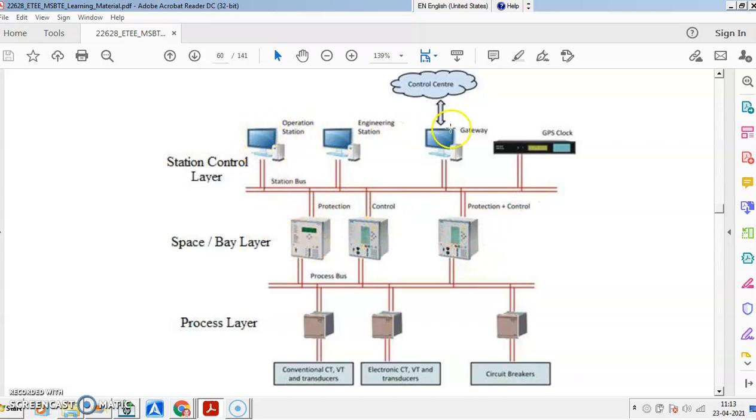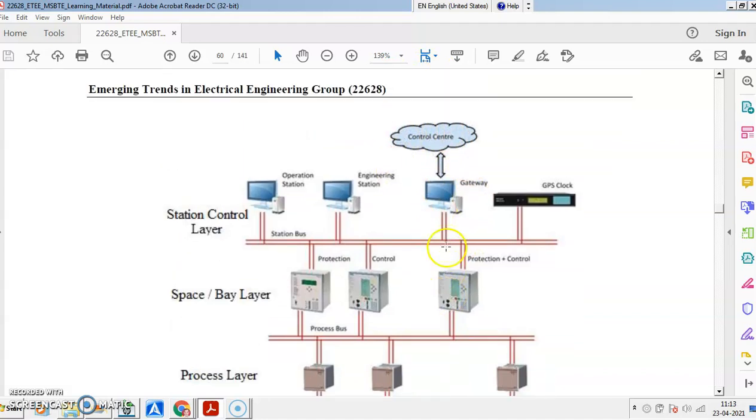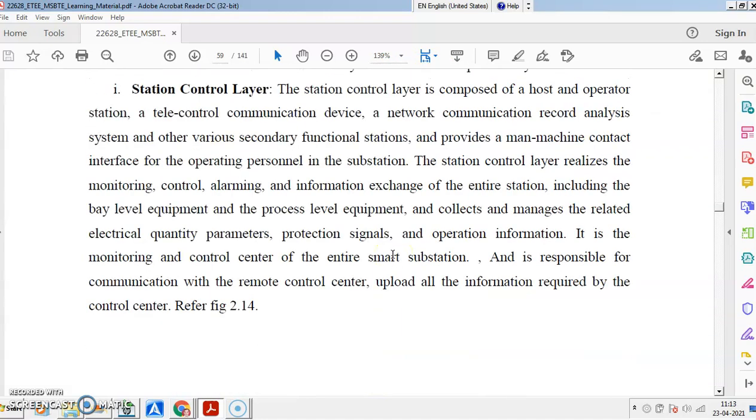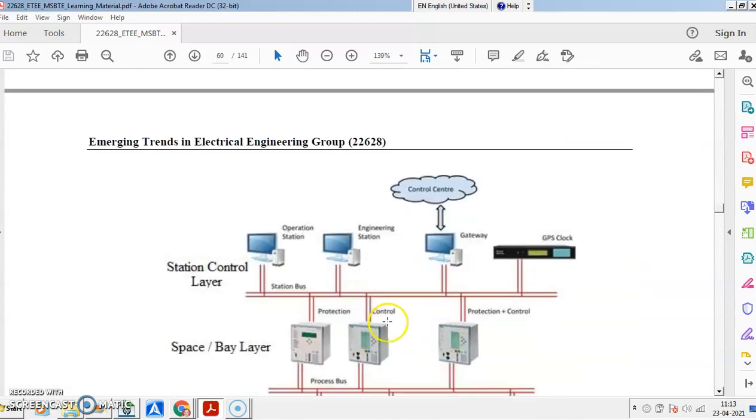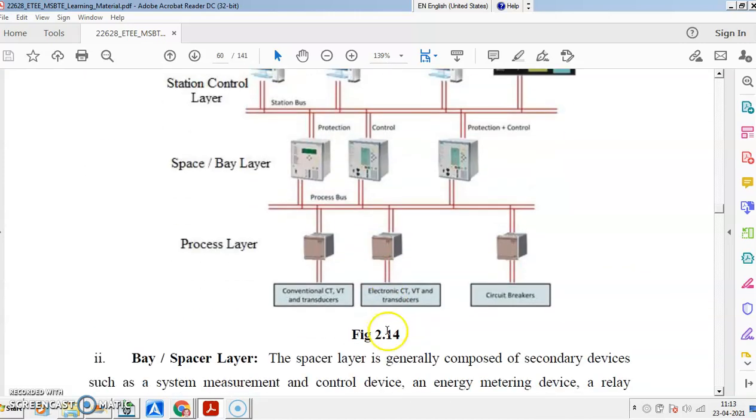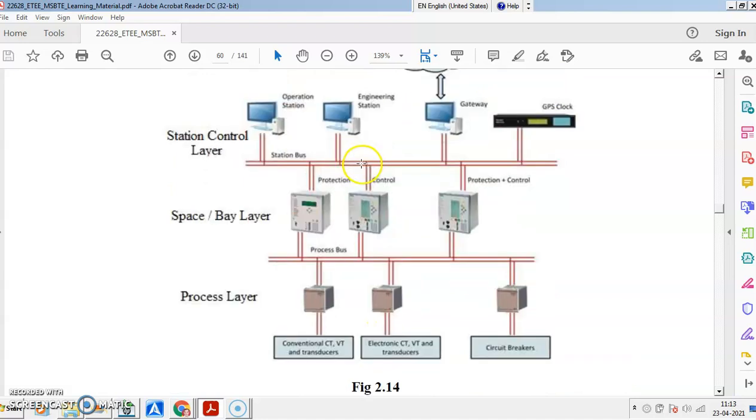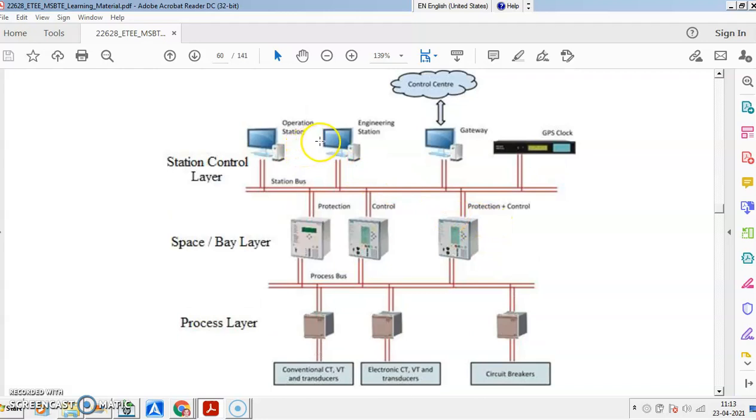So what do you have? The control center, where all data you may have control over here. So what is the particular station control layer? The station control layer is first, this is what we have discussed, the first layer. Any doubt regarding this? What is the station control layer? Operational, engineering station, gateway, timing, control data.